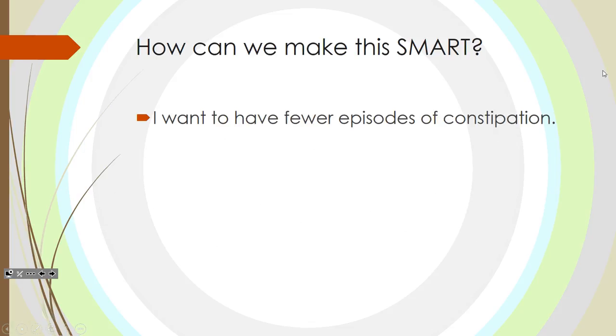And one last one. Maybe you can try this one. I want to have fewer episodes of constipation. So that would be a good thing. So you'd have to be specific in like how much water. That's a big one as far as constipation goes. It is a big one. So how would you be specific about water intake?